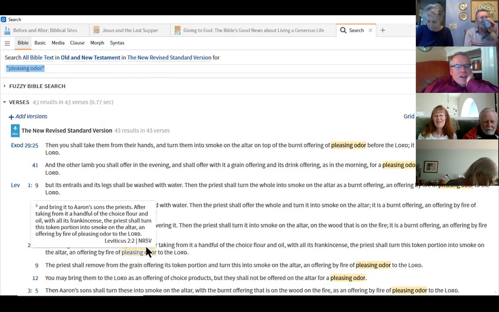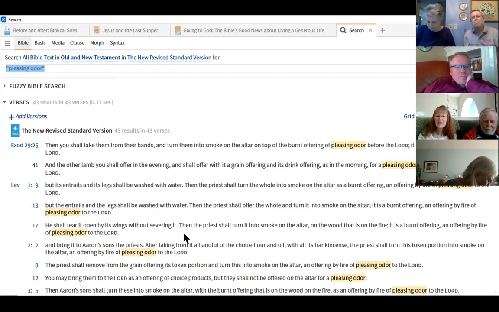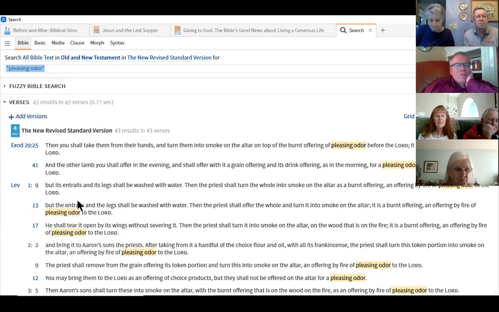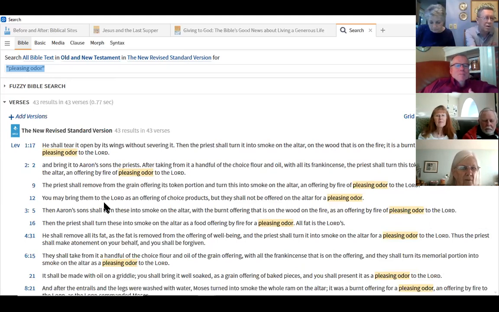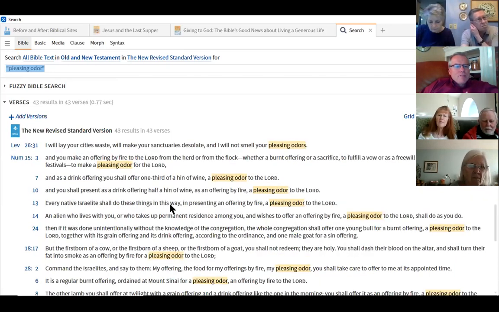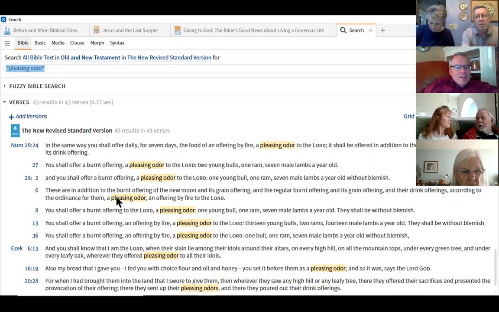So if you can see this little search I've done. Okay, so there's a lot here. This phrase, pleasing odor to the Lord. That's just kind of strange, isn't it? That this is the view of the Old Testament, is that God actually smells the odor of these sacrifices. Look at all of the stuff in Leviticus, and then we get to Numbers here, and we've got all of these occurrences in the 15th chapter. So it's just kind of interesting to me.